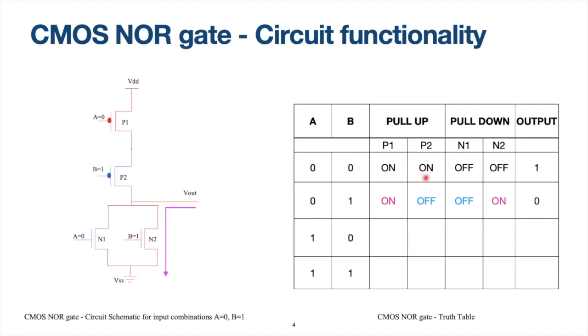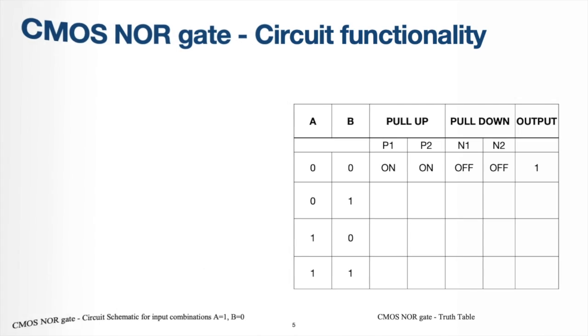Now look into the combination. P1 is on but P2 is off. And similarly on the pull-down network, N1 is off but N2 is on. So what happens? Through N2, the charges stored in your load capacitor discharge. Therefore, your output will be equal to 0. Right now, it is verified.